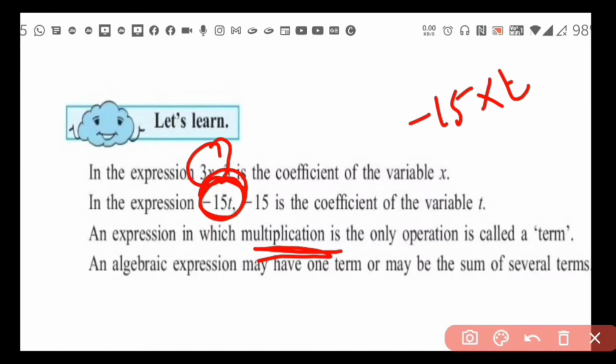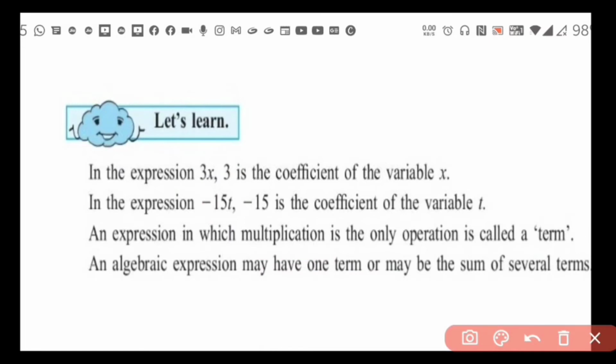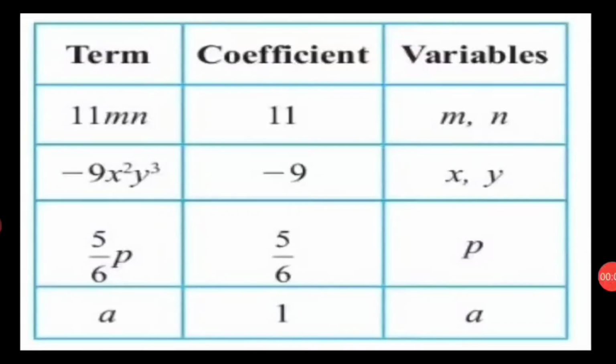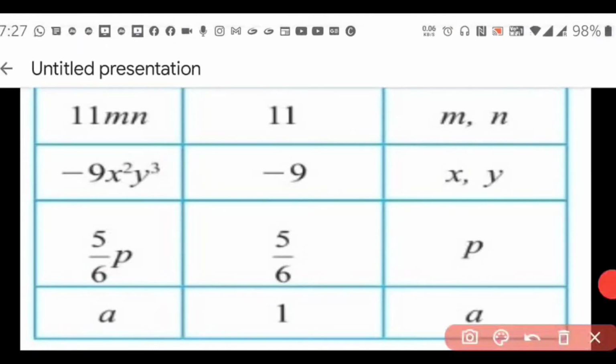And an algebraic expression may have one term or may be the sum of several terms. So algebraic expression means what? Only one term also can be there, and there can be the addition of many terms. There can be addition of 2 terms, 3 terms, 4 terms. So let us once again see what is coefficient and what is meant by variable. In this chart we can observe 3 columns. First column is of term, second column is of coefficient, third column is of variable. In the first term we can see 11mn is there.